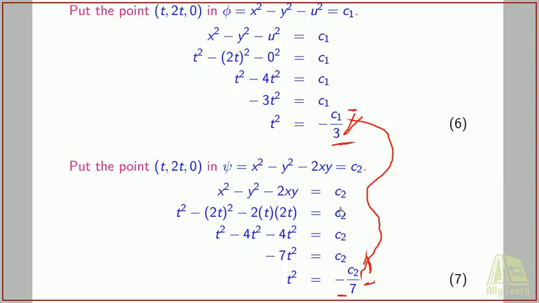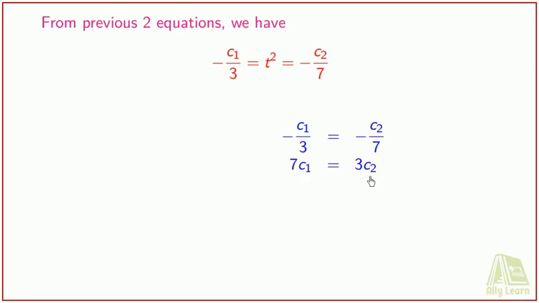So let's look at it again. From the previous two equations, we get minus C1 over 3 equals t square, which also equals minus C2 over 7. So my relation containing C1 and C2 is minus C1 over 3 equals minus C2 over 7. Just cross multiply, we get this expression. Take this term on the left hand side, we get this expression.